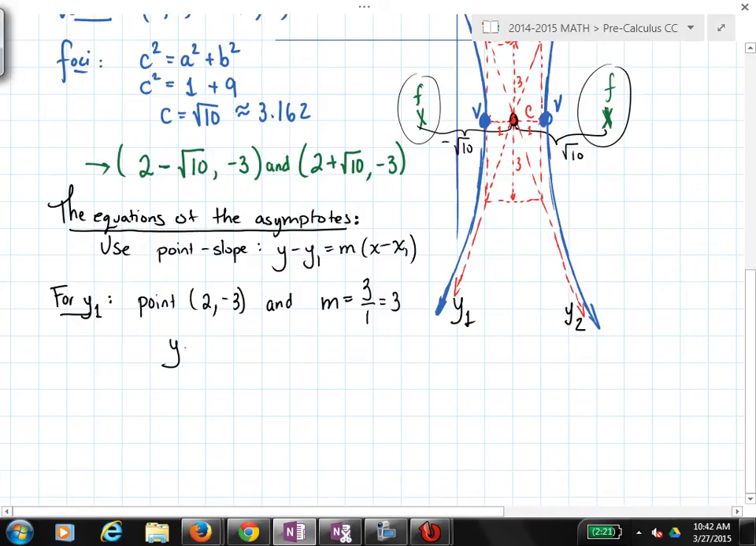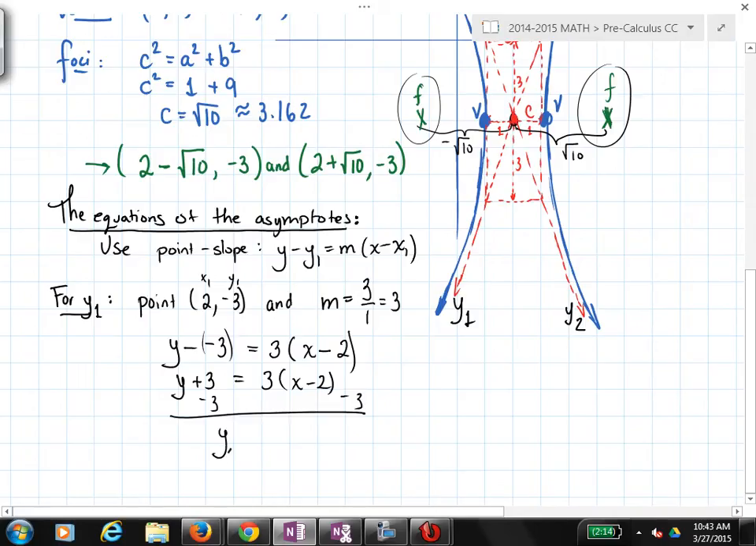So it's going to be y minus y1. Remember, this is y1, this is x1, which is negative 3, is equal to m, which we got 3, times x minus the x value that we got, which is 2. Remember, this right here is x1, this is y1, so y minus y1, negative 3, and then just simplify this. This becomes y plus 3 is equal to 3 times parentheses x minus 2, minus 3. I get y1 is actually equal to this right here.